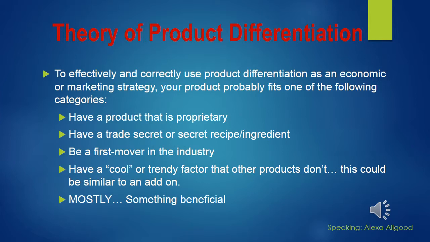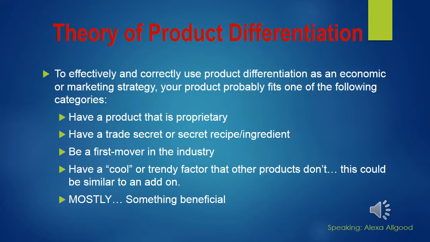Theory of product differentiation. To effectively and correctly use product differentiation as an economic or marketing strategy, your product probably fits one of the following categories. Have a product that's proprietary, a trade secret or secret recipe, secret ingredient. The product is the first mover in the industry, or there's a cool or trendy factor that other products don't have. This could also be an add-on that comes directly with the product, that other companies and other products aren't doing yet. And the last one, mostly something beneficial.